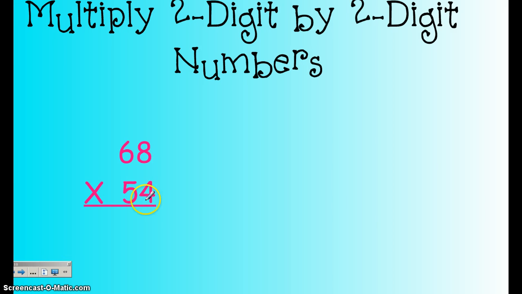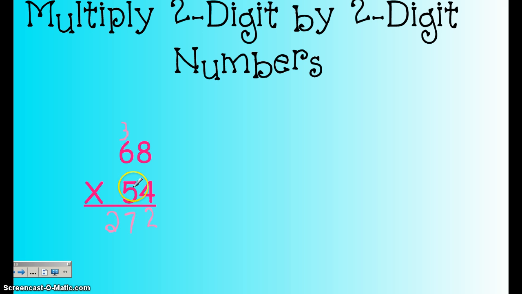Okay, we're going to start in the ones place. Everything on the bottom times everything on the top, and always start in our ones place. So 4 times 8 is 32, so I've got to carry my 3 and put my 2 down at the bottom. Now 4 times 6 is 24, but I have to add this 3. 24, 25, 26, 27. 27.